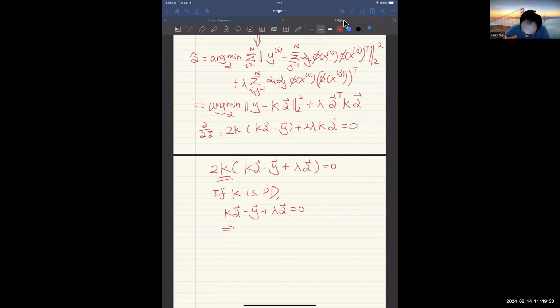So that implies K plus lambda times the n by n identity, times alpha, equals y. That indicates y hat is equal to K plus lambda times the n by n identity, inverse, times y.